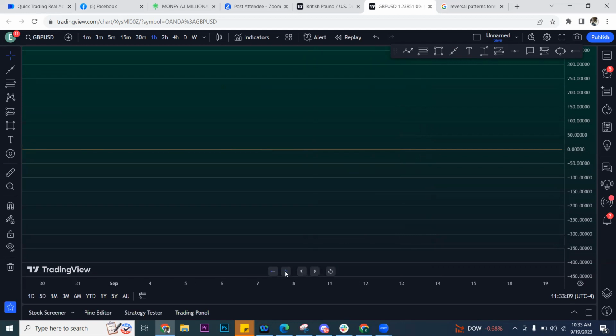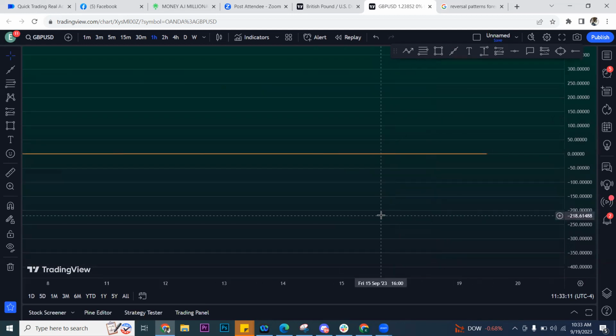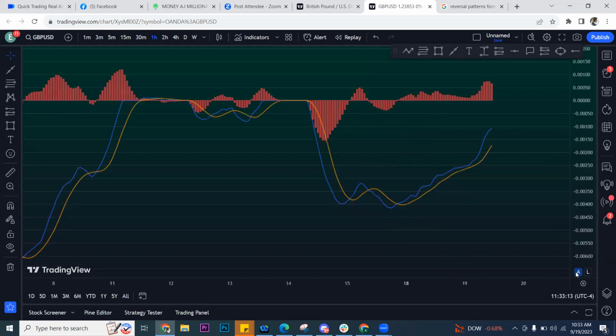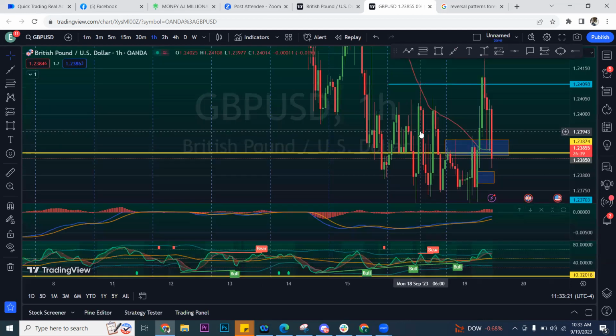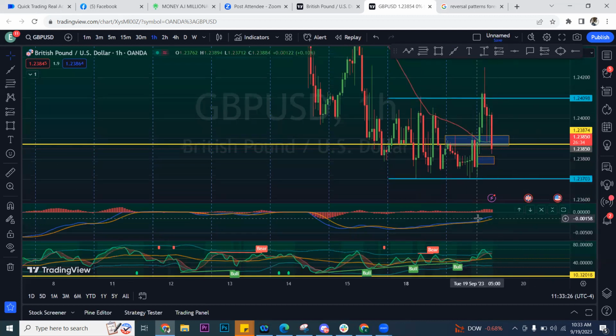Now let me see something. Wait a minute, something ain't right. Let me do this. There we go. I'm about to say it wouldn't be a flat consolidation that long. There we go. Okay, cool. So momentum, this is going to let me know the direction the market is going to go.